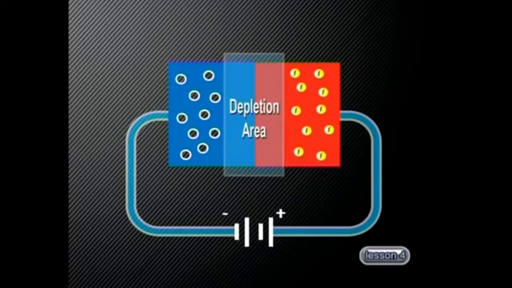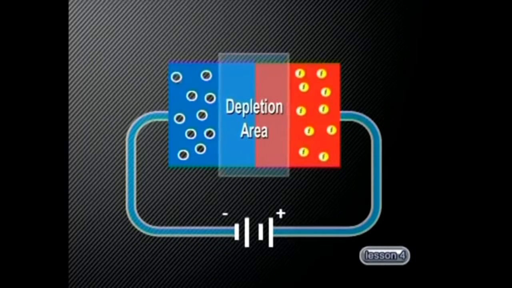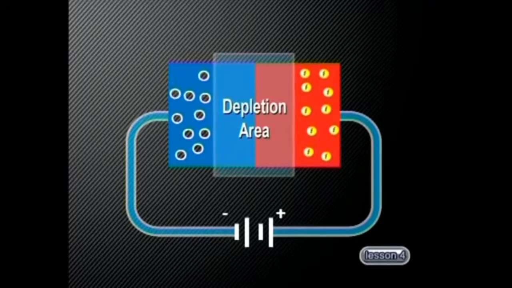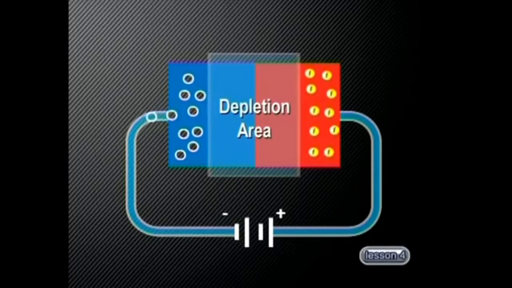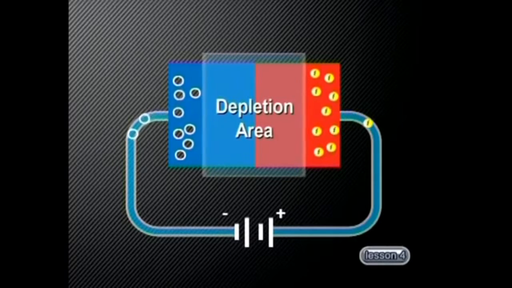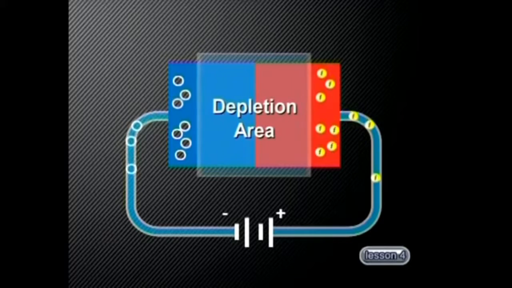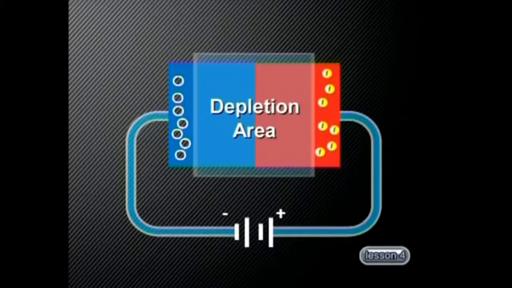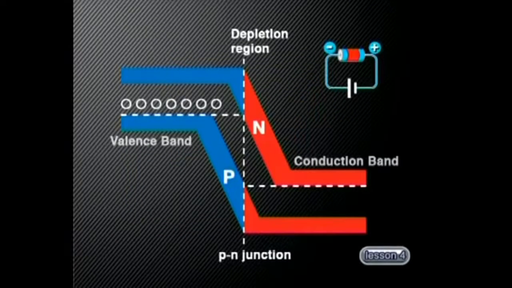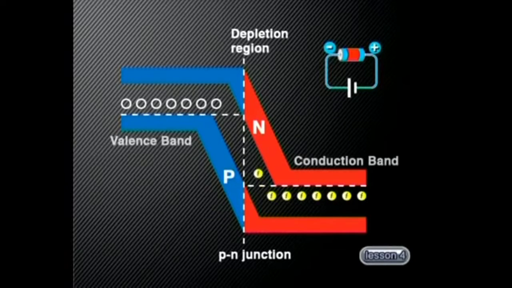The holes in the P region move away from the depletion region towards the negative terminal of the battery. In the N region of the diode, the extra electrons are pulled away towards the positive terminal of the battery. This increases the force of repulsion of the ions and stretches the depletion area, making it very difficult for charges to move over the junction. So charge cannot flow through the circuit.